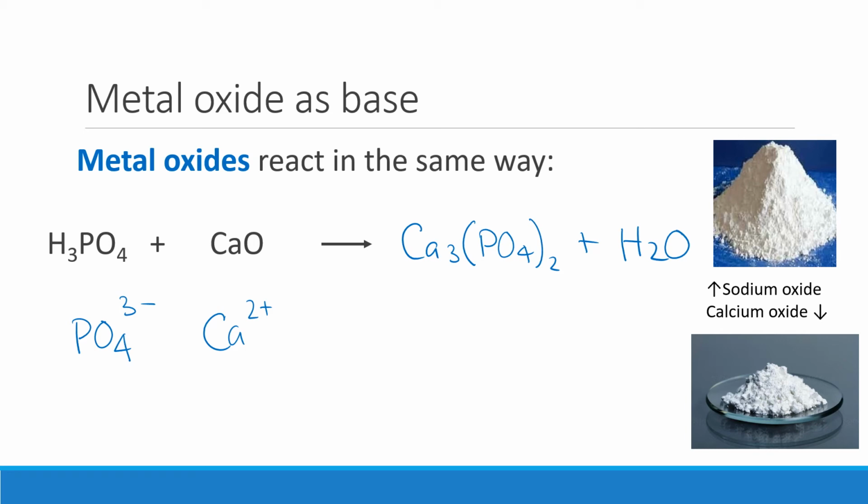To balance this then, let's see, I need 3 in front of CaO to make 3 calciums. I need 2 phosphates, so I'll put 2 in front of H3PO4. That gives me 2 times 3 is 6 hydrogens, so I need 3 in front of water, and then I have 3 oxygens, so that one's balanced too.